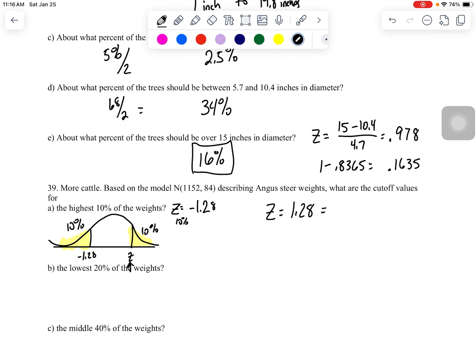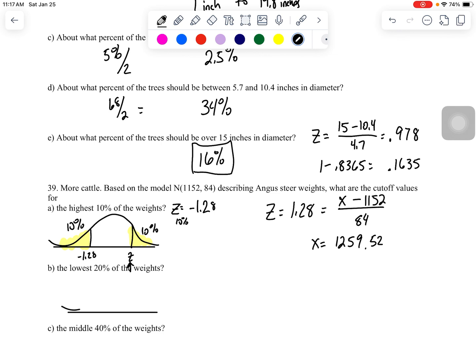Okay? And now it's going to be algebra for the win. We've done this before, okay? Meaning we have an observed value that is unknown because that's what I'm trying to find. It has a mean of 1152 and it has a standard deviation of 84. So now again, it's multiply and add. So I'm going to multiply 84 times 1.28. We have to multiply across here. We're going to add the 1152 over, and we're going to get an x value of 1259.52 pounds.